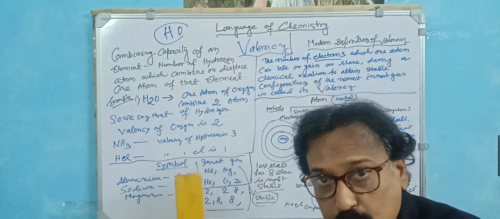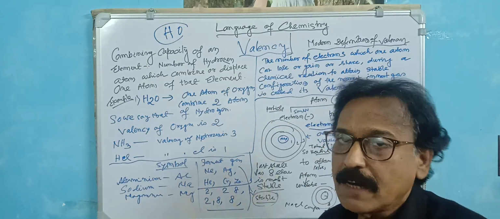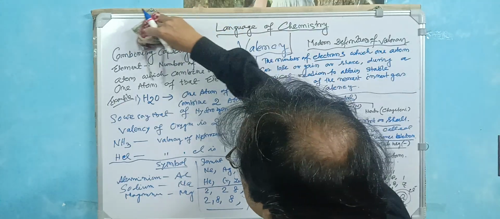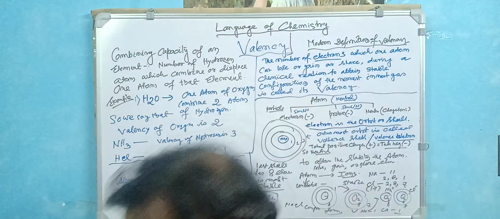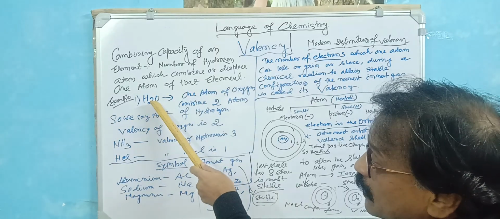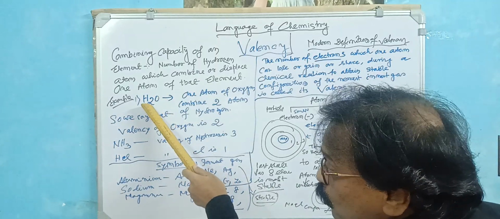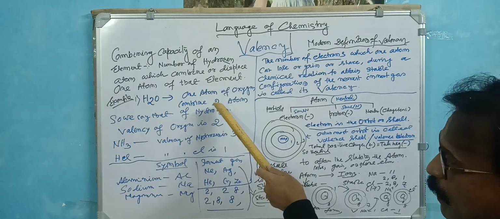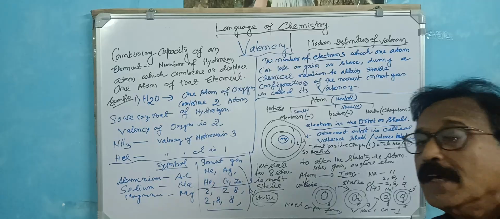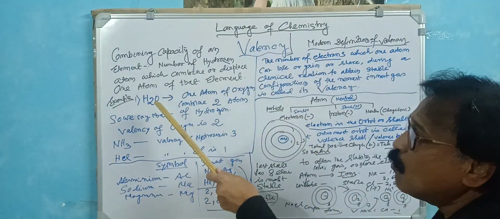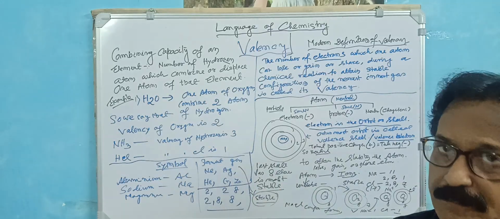That means one oxygen atom cannot combine with one hydrogen atom, it's not possible for that reason. Okay, so H2O is a compound. Why? Because one oxygen atom combined with two hydrogen atoms. So from here we can say that is the definition. So the valency of oxygen is 2 for that reason.